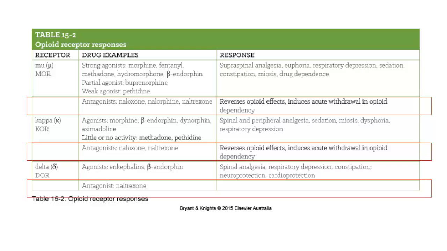So these are our endogenous opioids that work on these receptors, and again, they can have an effect with respiratory depression. They can have that spinal analgesia effect, and they have a few other roles there, such as in neuroprotection and cardioprotection. But again, they can be reversed with naltrexone.